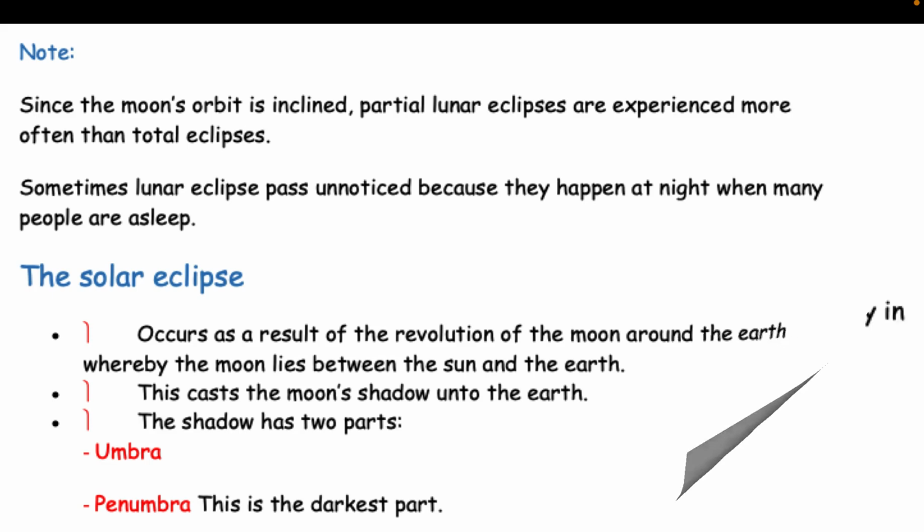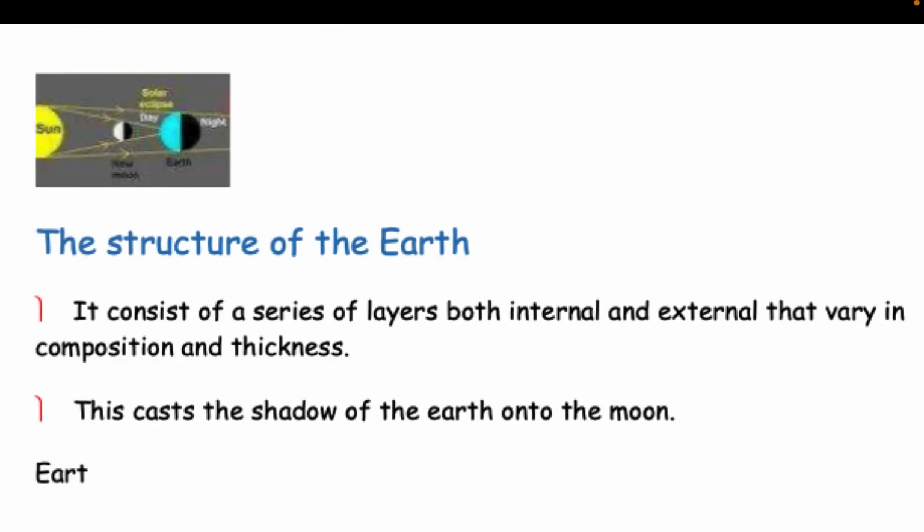Umbra. This is the darkest part. Penumbra. This is the lightest part. 22. The structure of the Earth.